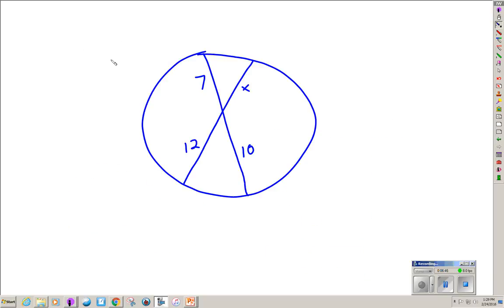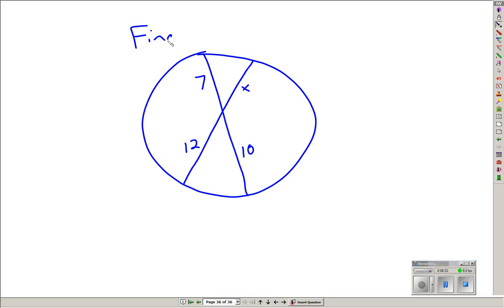If we do one more here, let's find X. Remember, when you have chords in a circle like this, you take their parts, multiply them together, and they equal each other. So on this chord, the parts are 7 and 10. And on the other chord, the parts are 12 and X. So 7 times 10 equals 12 times X.